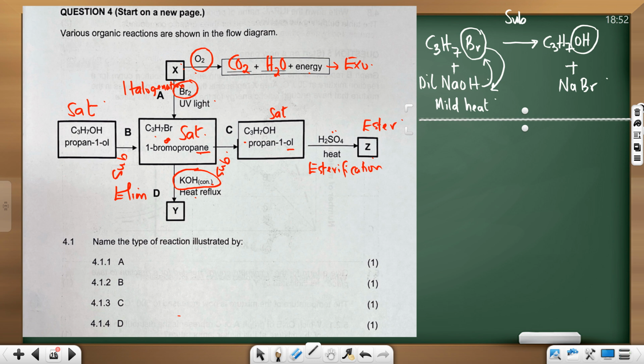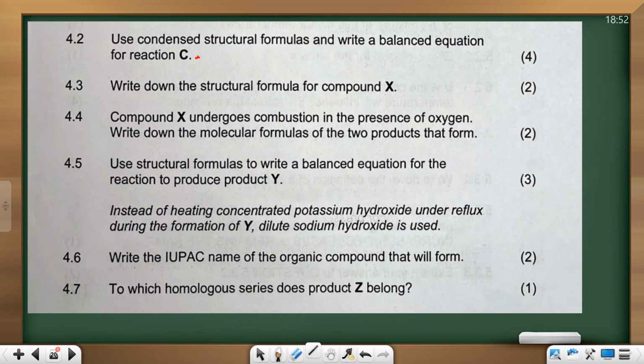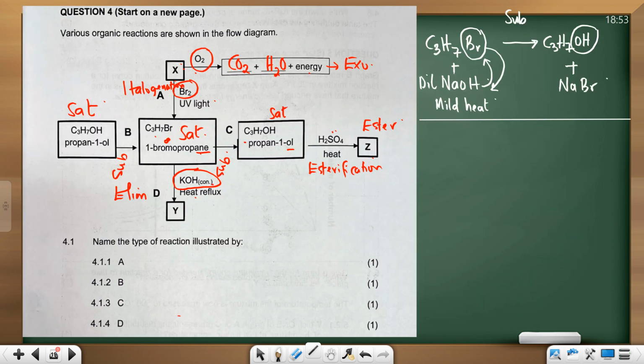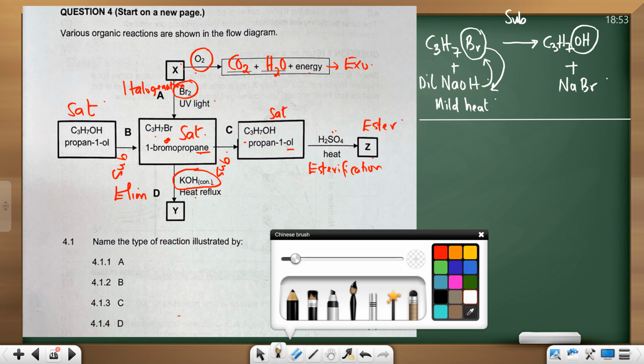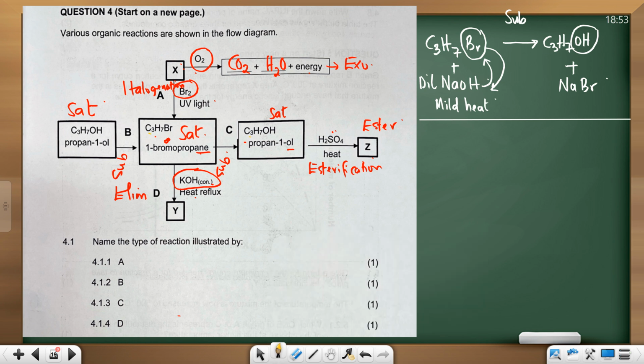So I know that learners usually find this very difficult, but I always tell them, it's the simplest. Okay, are we ready? We're done with 4 marks. That was 4 marks. Just by you realizing that it's a substitution and the condition you need, dilute sodium hydroxide. Write down a structural formula for compound X. Guys, can I tell you something here? Apart from cracking or whatnot, the number of carbon atoms will remain the same. How many carbon atoms do you see here? Do you notice C3? C3, C3.